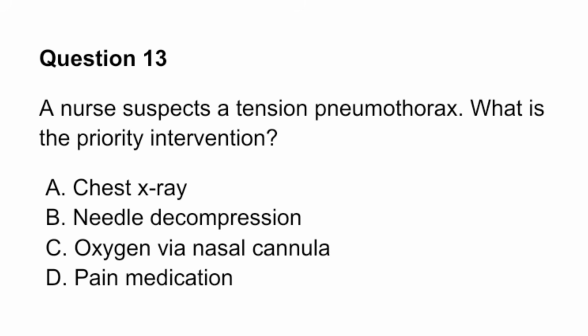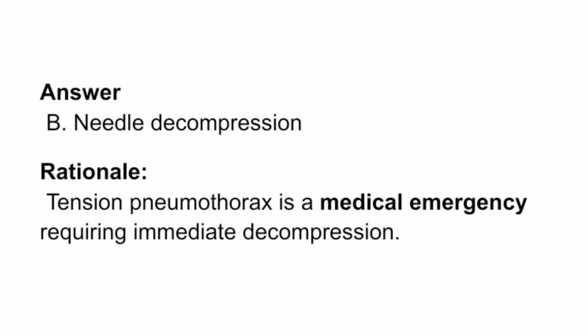Question 13. A nurse suspects a tension pneumothorax. What is the priority intervention? A, chest X-ray, B, needle decompression, C, oxygen via nasal cannula, D, pain medication. Answer: B, needle decompression. Rationale: tension pneumothorax is a medical emergency requiring immediate decompression.